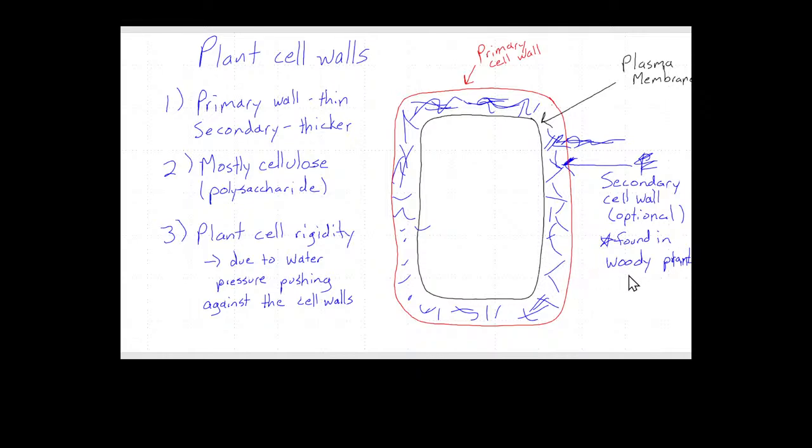It's an optional thing, and where you're going to find these thick secondary cell walls is in woody plants. And as you can imagine, if you are a plant like a tree that's going to grow tall into the air, you would want to have a lot of structure, strong structure, and so this secondary cell wall is part of the reason that things with wood in them can grow so tall.